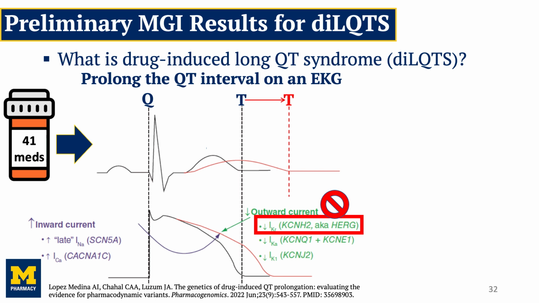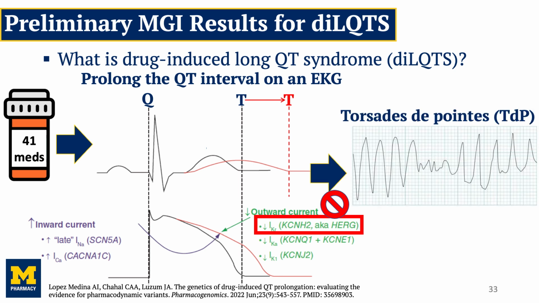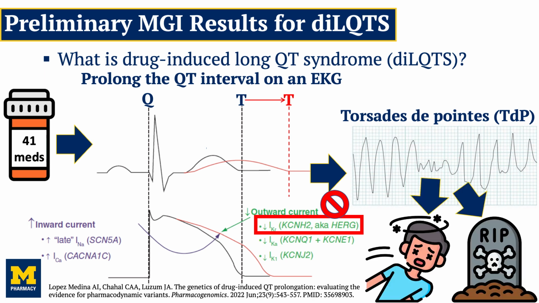So why is prolonging this QT interval a problem? Well, the longer it's prolonged, the higher the risk for a very terrible arrhythmia called torsades. I don't think you need to be a cardiologist to see that this heart rhythm pattern does not look like that heart rhythm pattern. The best case scenario with torsades is maybe the patient will just faint or have syncope and it'll spontaneously recover. But unfortunately, torsades actually has a very high mortality rate.